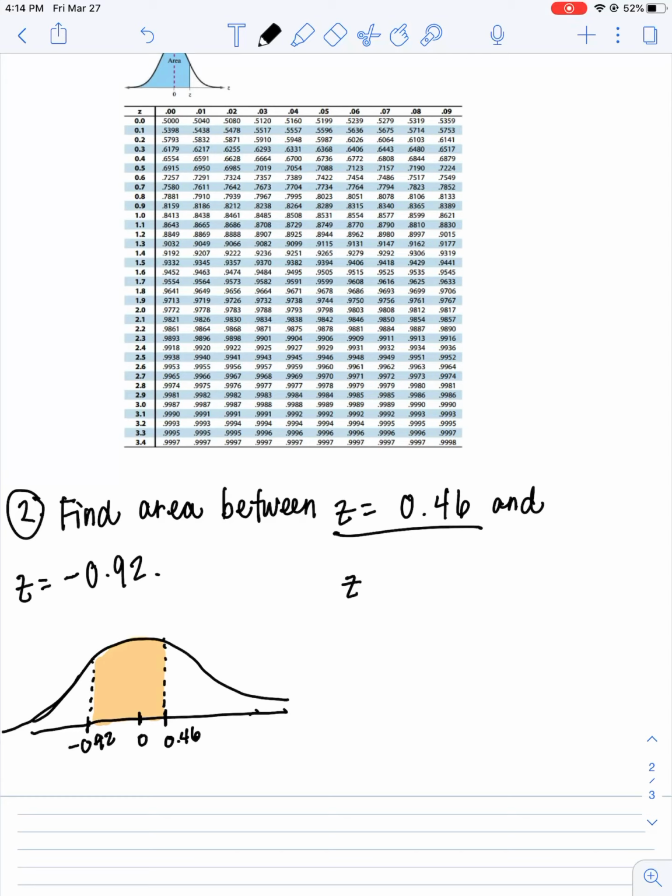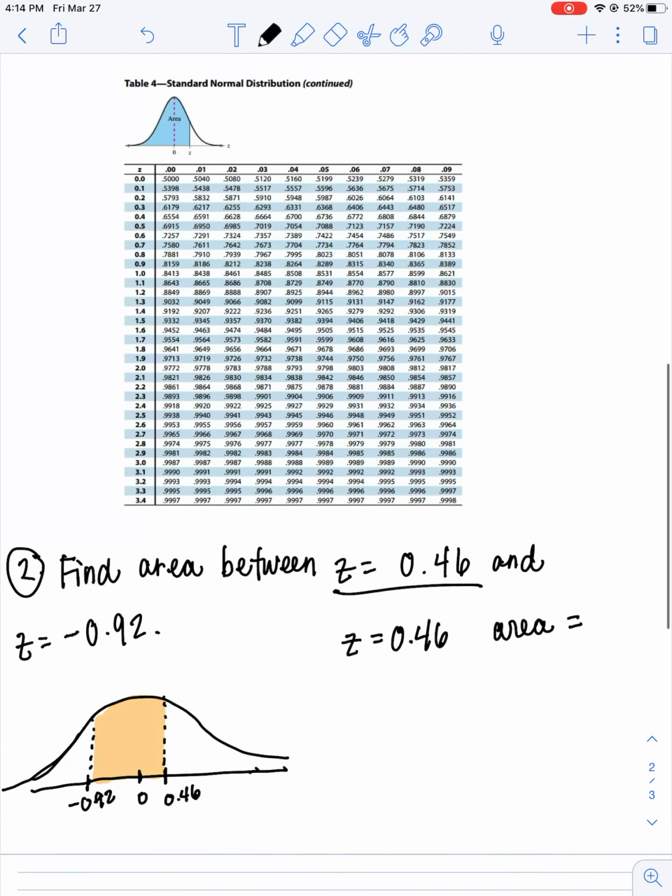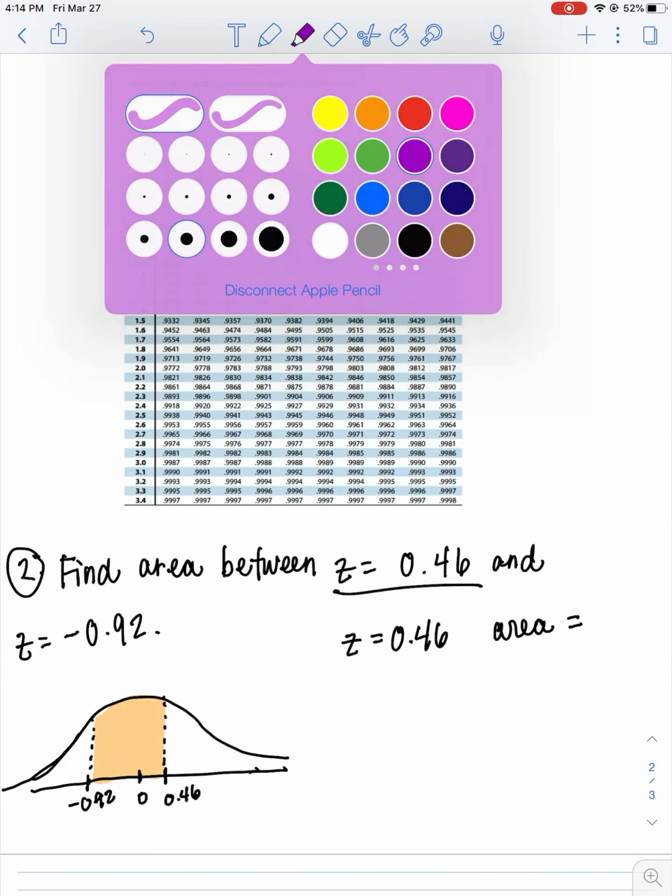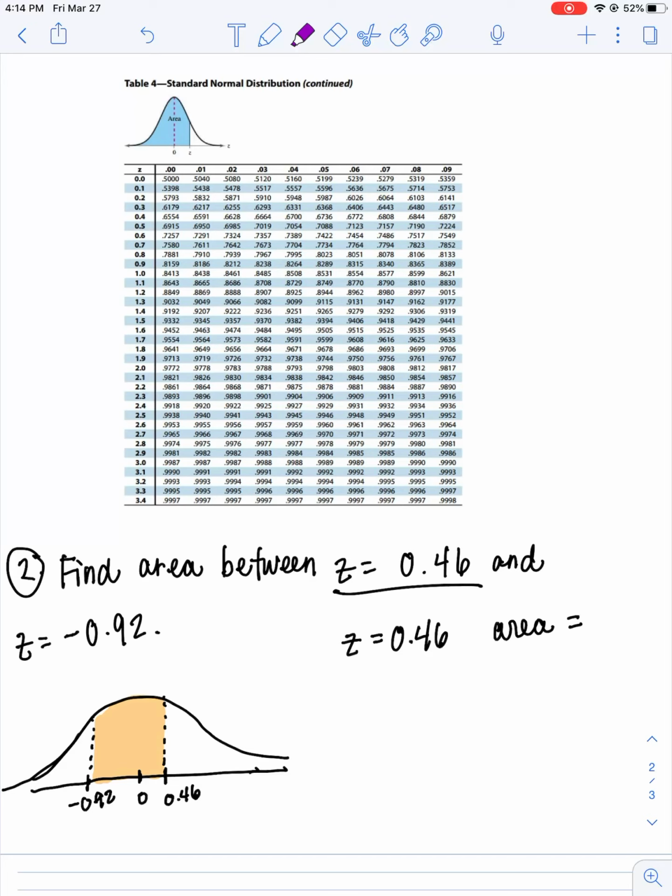And so in order to find the area in between two regions, you need to find the area that corresponds to both scores. So I need to find z equals 0.46. What area corresponds to it? So if I go back up to my table and get this highlighter out so you can see it, 0.4 is right here, and roll over to 6 right there, and so you can see this number right here is what I'm looking for, 0.6772. So z equals 0.46 corresponds to an area of 0.6772.